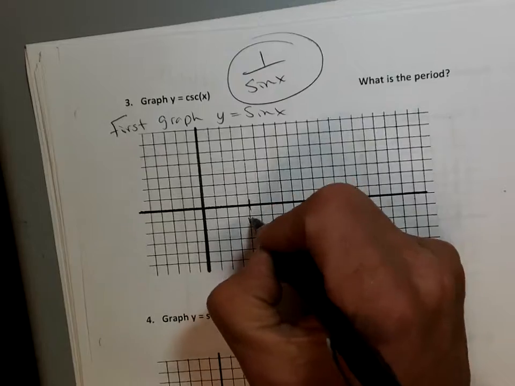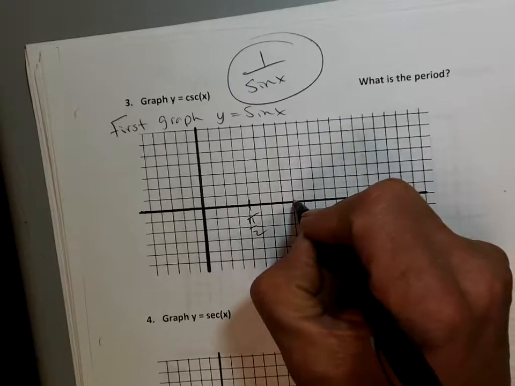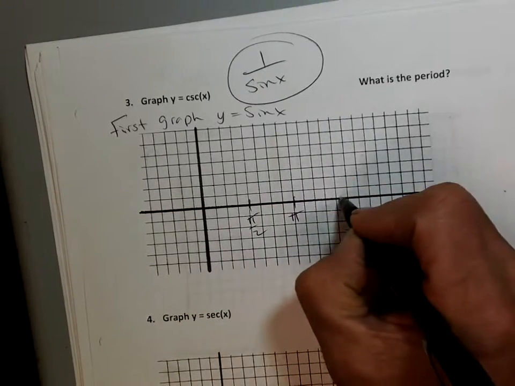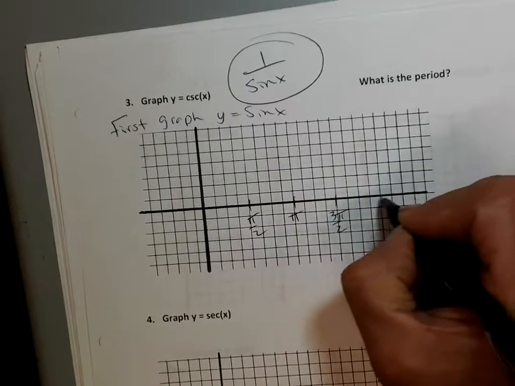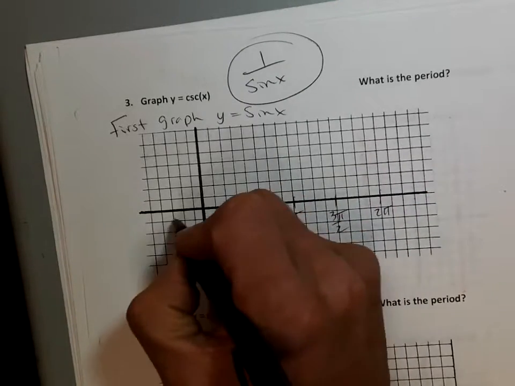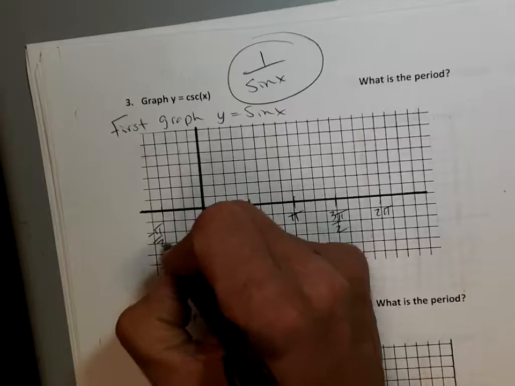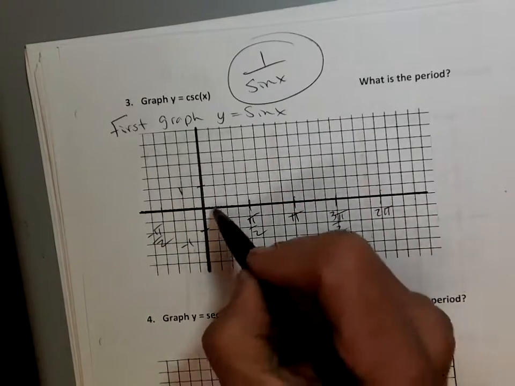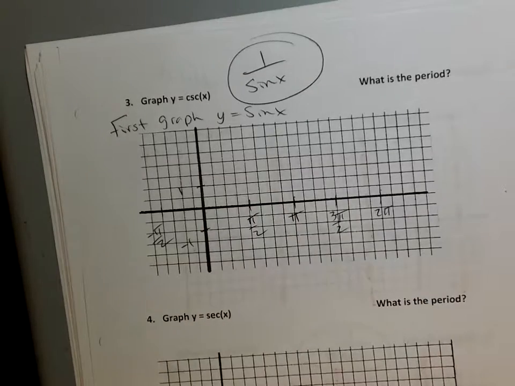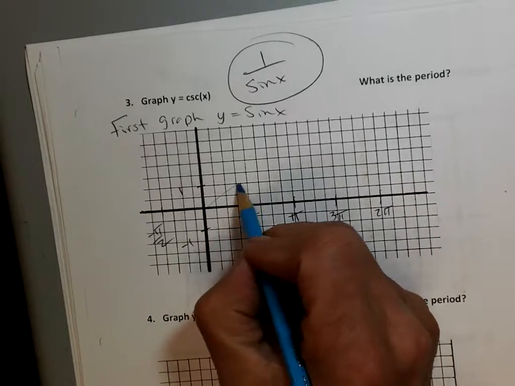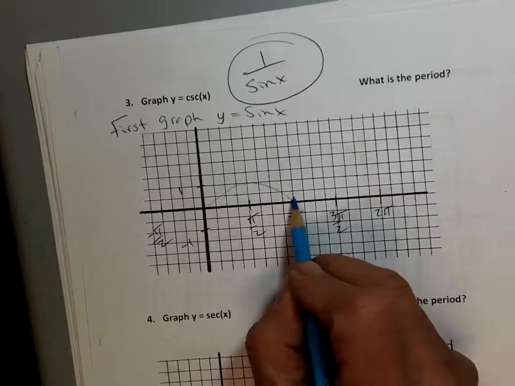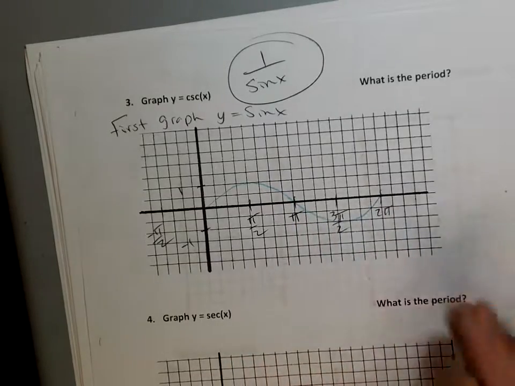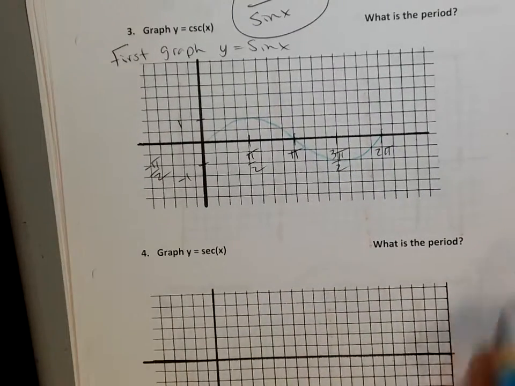Well, let's put down our pi halves, our pi, our 3 pi halves, our 2 pi, and negative pi halves, okay? Put our 1 and our negative 1. So sine looks something like this. We've seen sine before. I'm going to put sine in real lightly because this is not our answer. Okay, there's sine. And we've done sine before, okay?